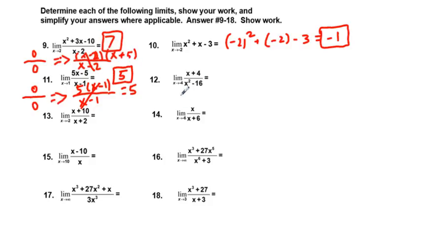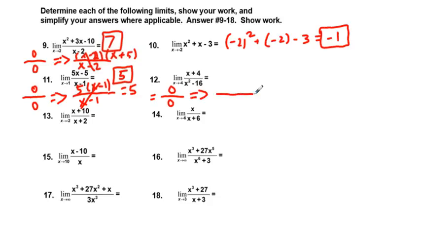Problem number 12, we have the limit as x approaches negative 4 of x plus 4 over x squared minus 16. Well, in the numerator, we're going to have negative 4 plus 4, which is 0. In the denominator, we're going to have x squared, which is negative 4 squared, which is going to be 16, minus 16. So we're going to have 0 over 0. And so what we're going to have to do is see if we can factor and simplify.